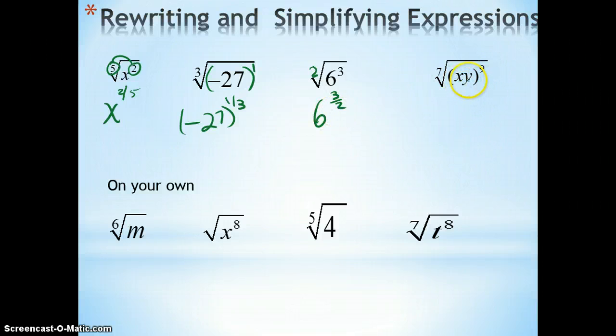The next one, the entire x times y is raised to the 9th, so we would say this is x times y to the 9/7. And again, we're okay with having an improper fraction. I want you to try the next 4 on your own. So go ahead and hit pause, complete the problems, and then we'll go through them.